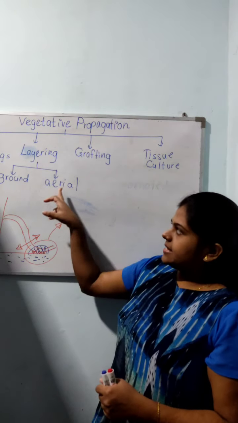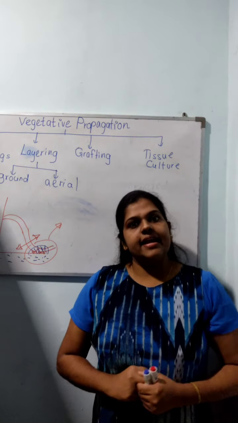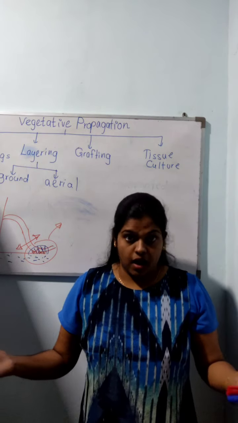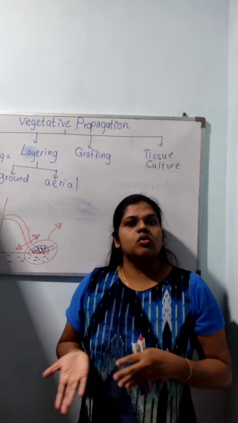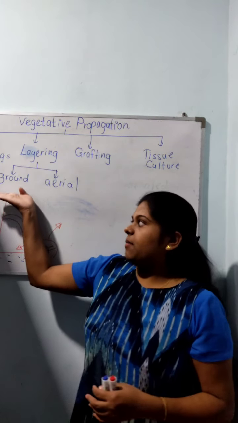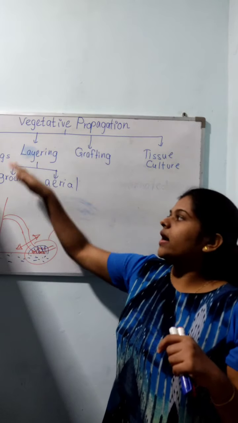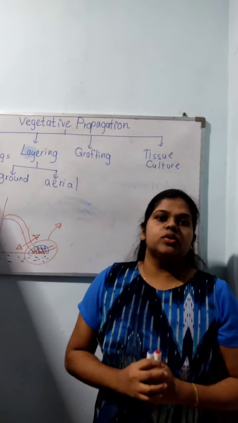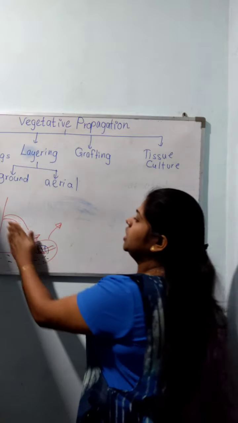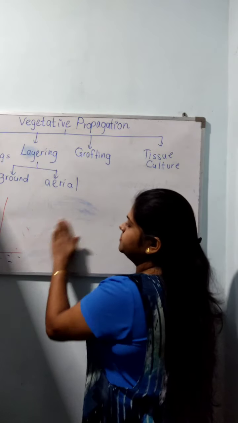Then there is another one which is called aerial layering. When we talk about a plant, all the branches are not close to the soil. Some are at the top of the plant. For the branches at the top of the plant, we can do aerial layering.